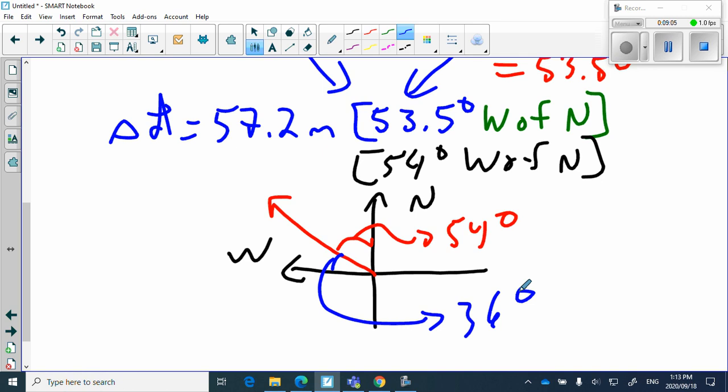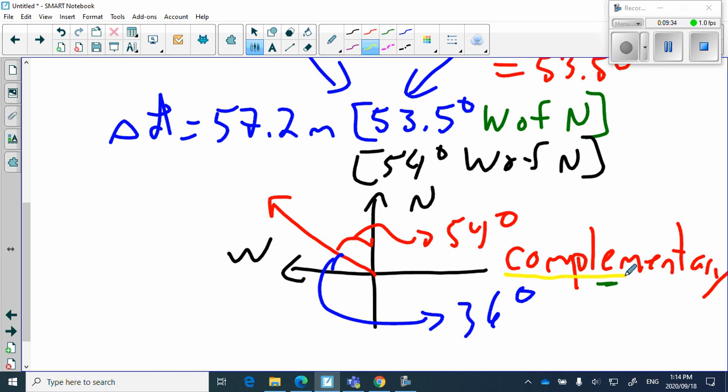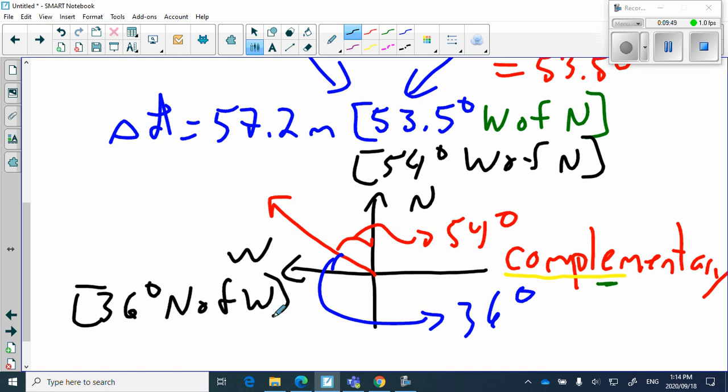In math class, we would have learned these to be complementary angles. Do you remember that from math class? Complementary with an E, not complimentary with an I. Complimentary with an I says, oh, you look very nice today. Complementary with an E is telling us I'm completing the 90 degrees. Okay? So instead of writing it as 54 degrees west of north, they write it as 36 degrees north of west. Guess what? Same thing. It means the same thing. So that's the first part.